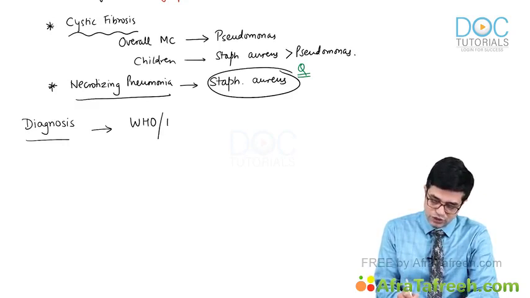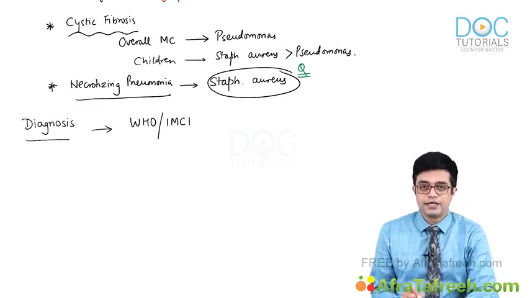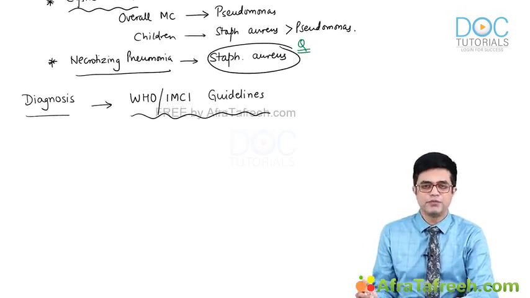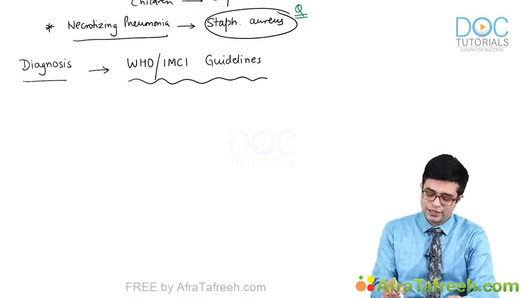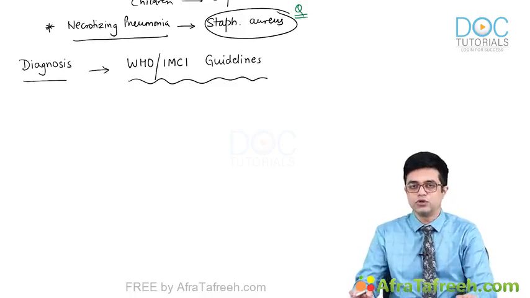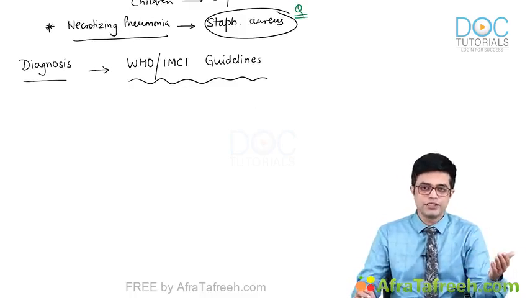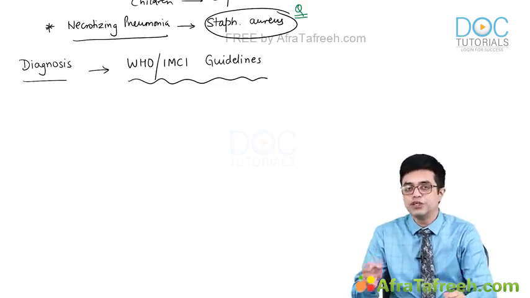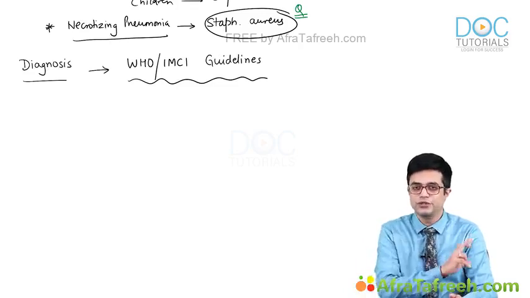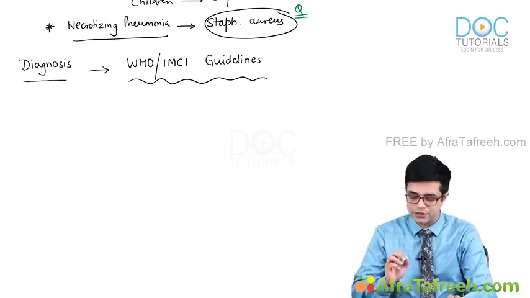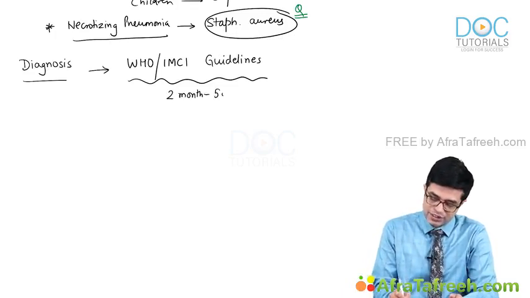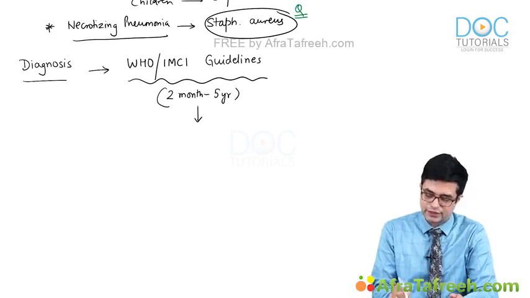So there is a WHO IMCI, Integrated Management of Childhood Illness guidelines. These guidelines were updated in 2015 and small periodic updates keep on happening. These WHO IMCI guidelines are for two specific age groups. For newborns up to 2 months of age, you have a different set of guidelines. Those guidelines I have already discussed in the chapter of neonatal sepsis. So for less than 2 months, you can refer to the module on neonatal sepsis. For 2 months to 5 years of age, maximum questions are asked from this, and these we will be discussing here.